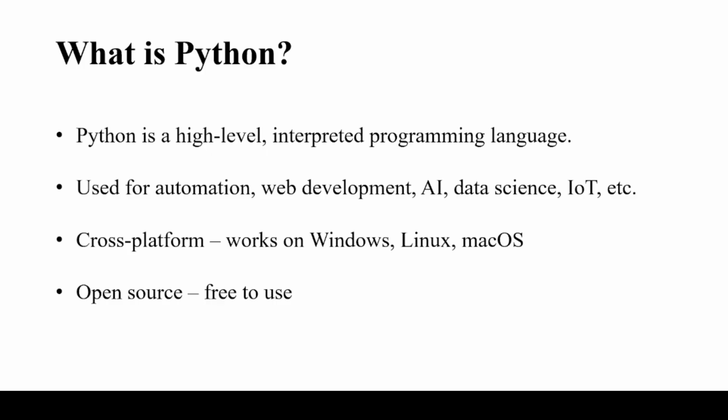Used for automation, web development, AI, data science, IoT. I will give a scenario where we use Python for IoT projects. Python is very useful and suitable for IoT projects where we use Raspberry Pi. And for web development, we use Python libraries like Django, Flask. We can develop apps and websites with those libraries.